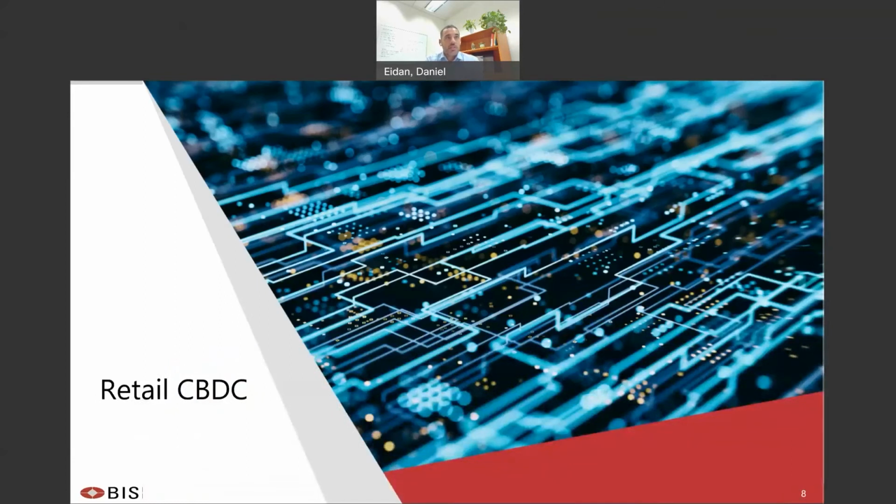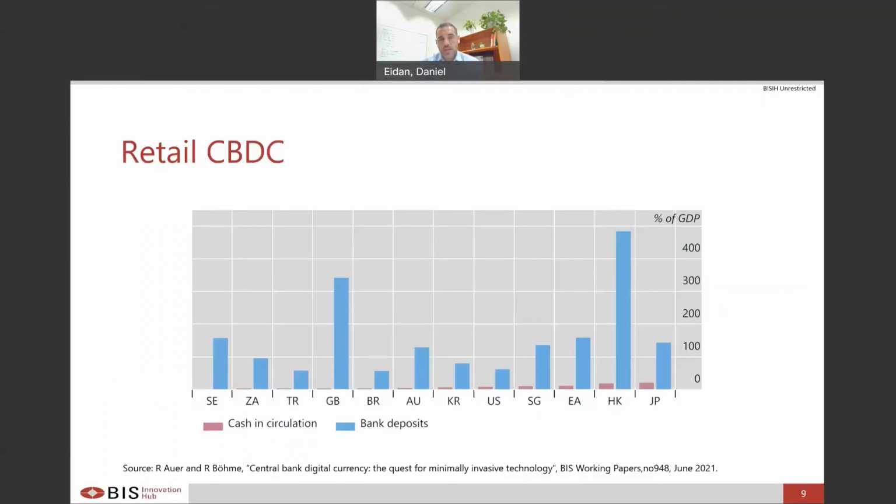Talking about retail CBDC, and giving a quick overview of some of our thinking around this, I think the first thing to note is the ratio of retail CBDC in circulation versus bank deposits. When we think about retail CBDC, many people tend to think about the cash that they have in their hand. And I think it's important.